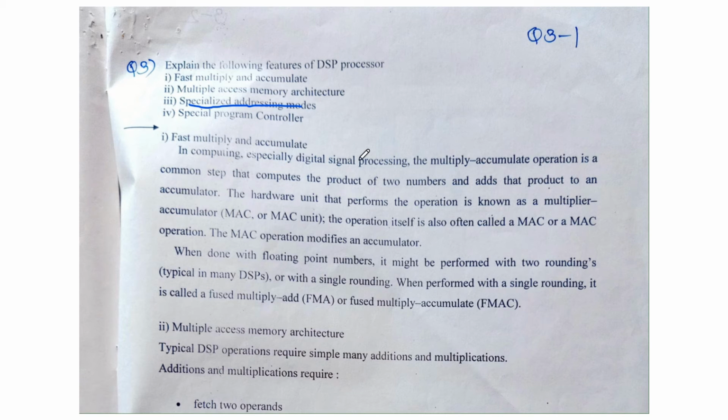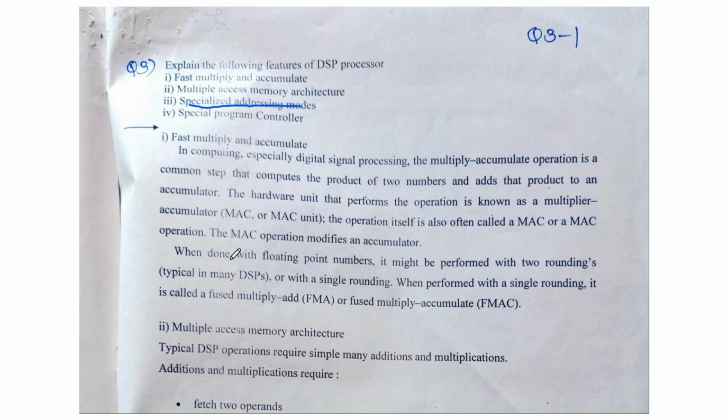In computing, especially digital signal processing, the multiply accumulate operation is a common step that computes the product of two numbers and adds that product to an accumulator. The hardware unit that performs the operation is known as the multiplier and accumulator. If you remember your 8085, the multiplier is not available in the 8085. So this is again a speciality of the DSP processor, that the multiplier is directly available, which was not available in the 8085 general purpose microprocessor. It is abbreviated as MAC.